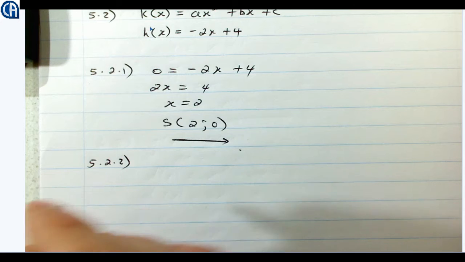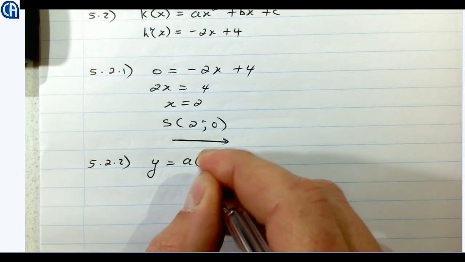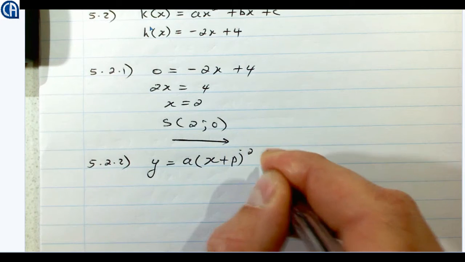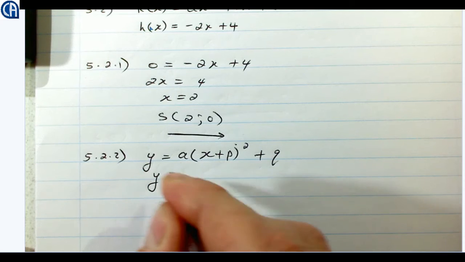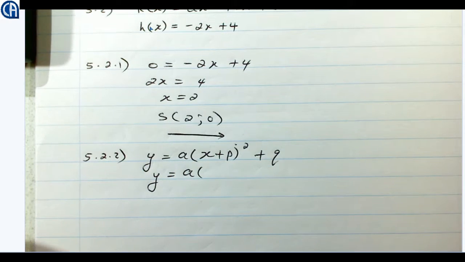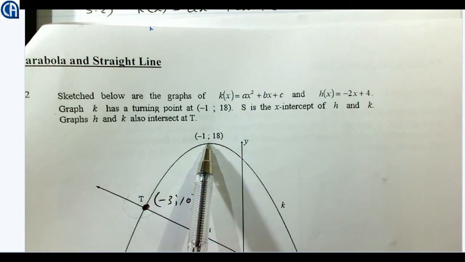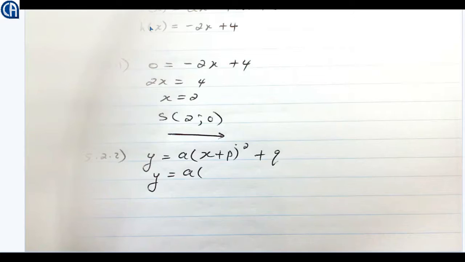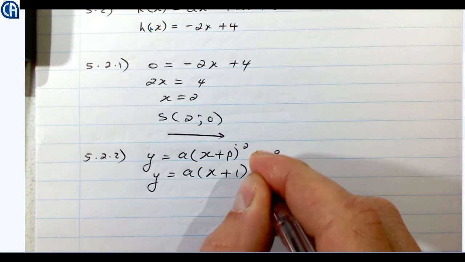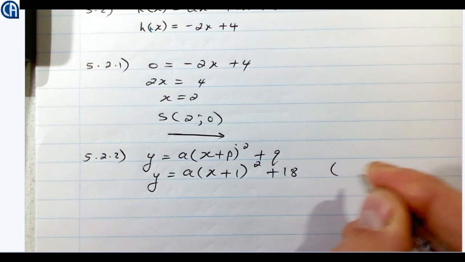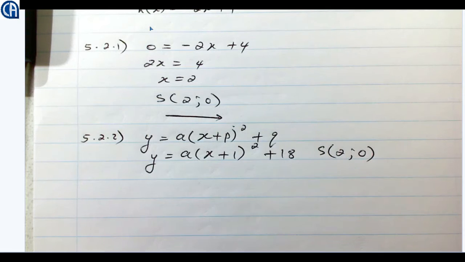Determine the equation of k in the form y equals a(x plus p) squared plus q. This is referred to as the turning point formula. If you look at the turning point, the graph is moving 1 left and 18 up. So for the graph to move 1 left, p has got to be positive 1 and q has got to be 18. So a point on the graph, which is (2; 0), that's what we worked out over there.